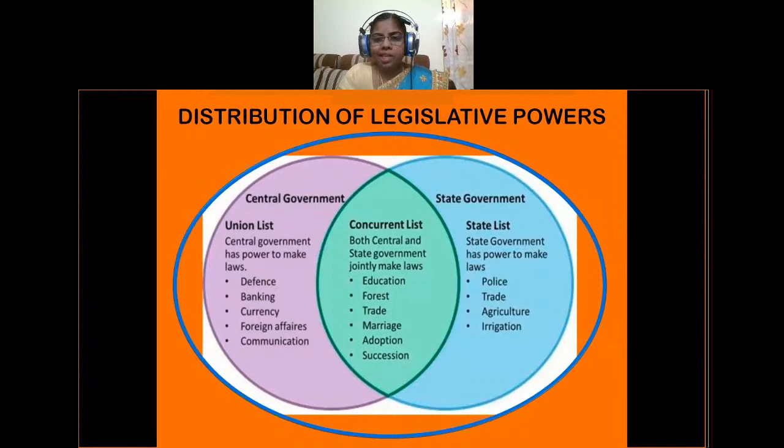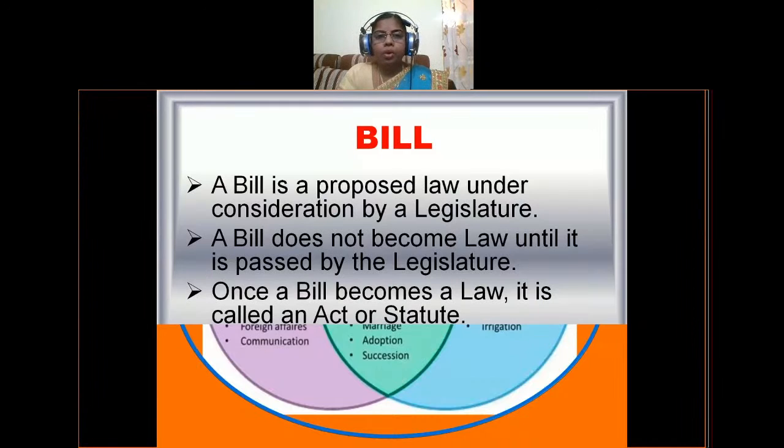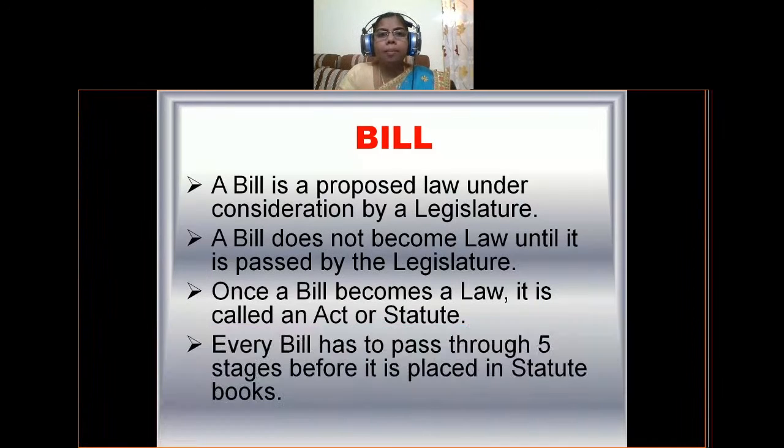Next, state list. State list consists of police, trade, agriculture, irrigation, etc. State legislature is having power to make laws on these subjects. So this is the distribution of legislative powers which is mentioned in our constitution. So now our Parliament of India will make laws which are mentioned in both union list and also in concurrent list.